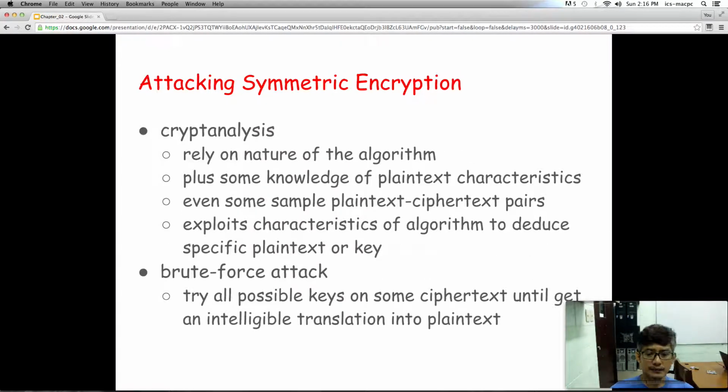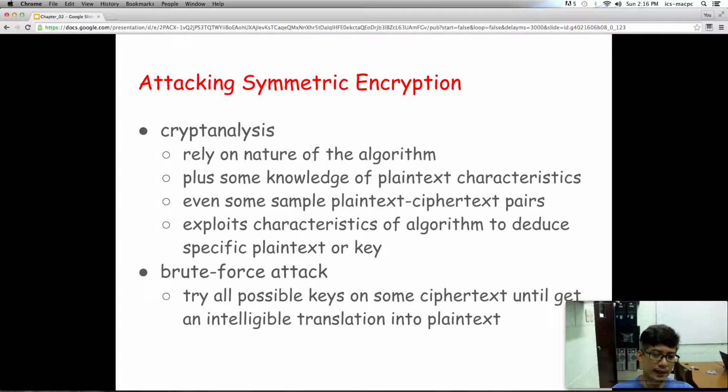Now, how do we attack symmetric encryption? It seems like a difficult thing to do. There are two approaches of attacking symmetric encryption. The first one is cryptanalysis. In cryptanalysis, the idea is you rely on the nature of the algorithm. Most symmetric encryption algorithms are actually published or well documented and are made available to the public.